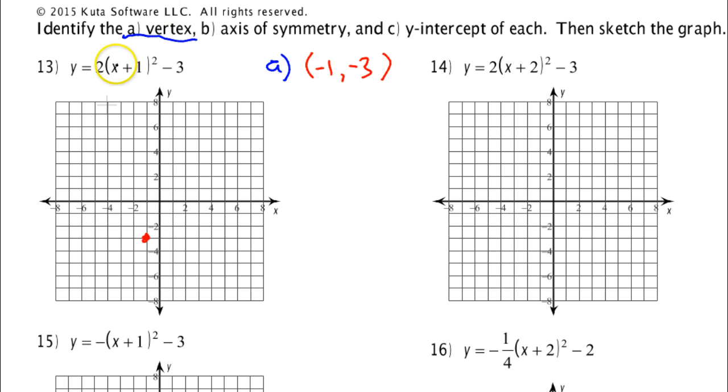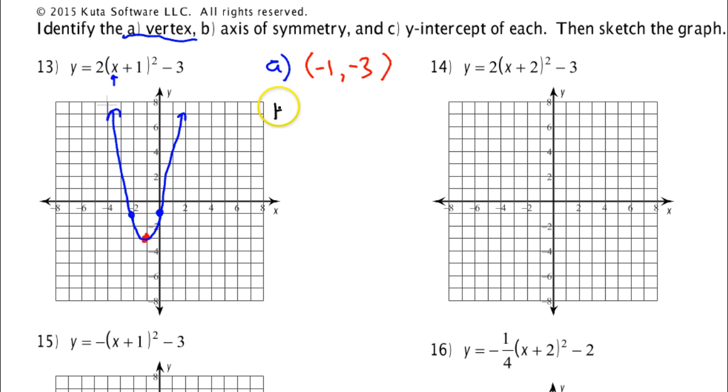And then go ahead and plug in 0, see what you get. If you plug in 0 for x, what do you get? Okay. So 0 plus 1 is 1. 1 squared is 1. 1 times 2 is 2. 2 minus 3 is? -1. So you get that, and then you get another on that side, and there's your graph. So it was a lot faster when it was in this vertex form. A lot faster.